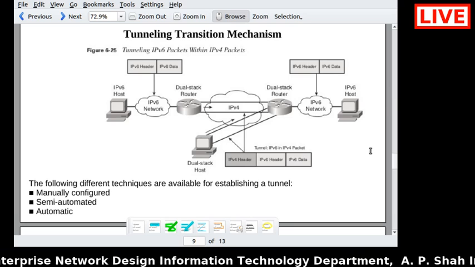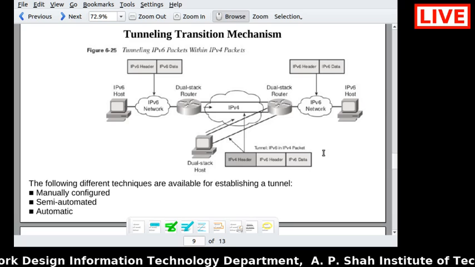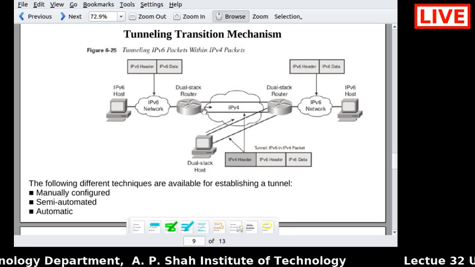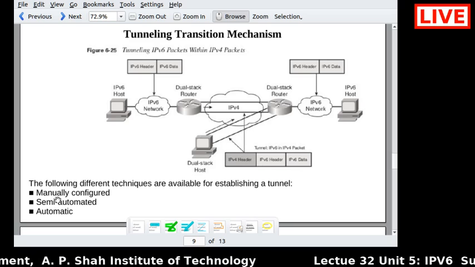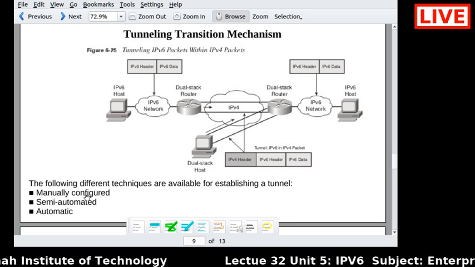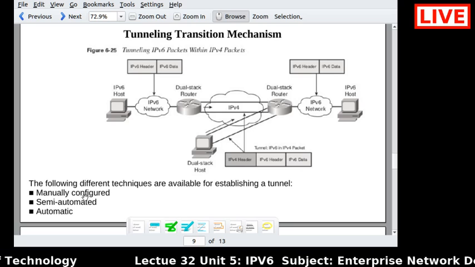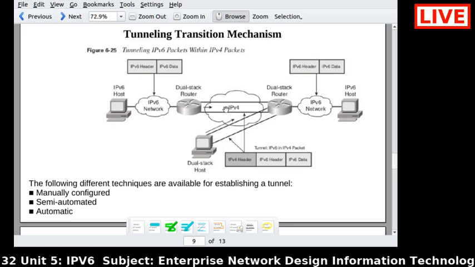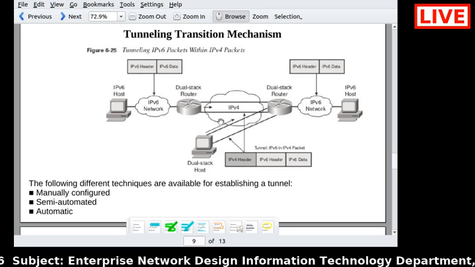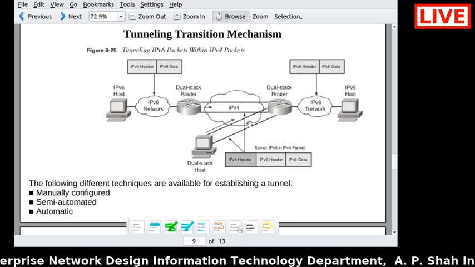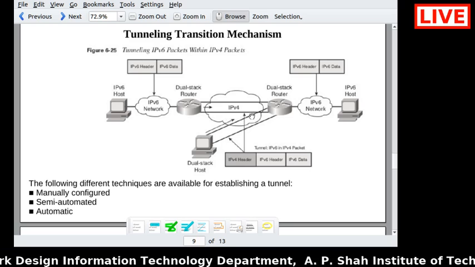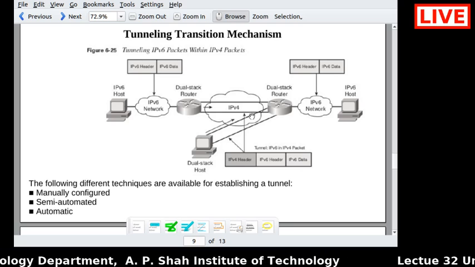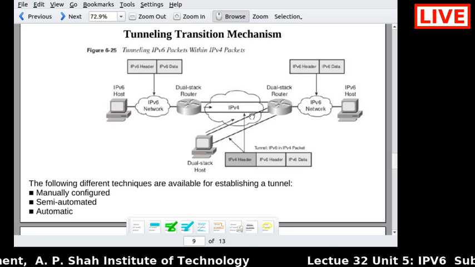So there are some different techniques available for establishing a tunnel. The first one is manually configured. In order to configure this tunnel manually, the tunnel source and tunnel destination are manually configured with static addresses. We have already seen static: the administrator needs to manually assign or configure the IP addresses.